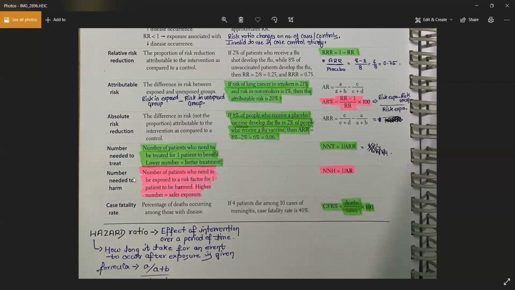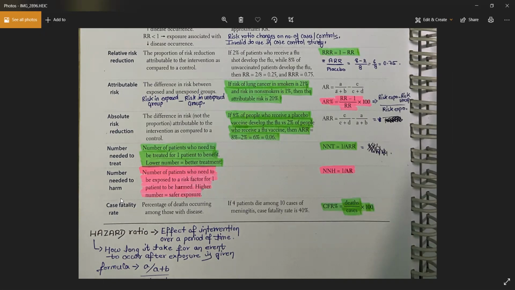Then comes the number needed to harm, which is the inverse of the attributable risk. The higher the number needed to harm, the safer the exposure, which means you need to expose more patients before you get the disease in one individual. That means a higher number needed to harm means a better or safer exposure. You understand these two terms now? Yes.